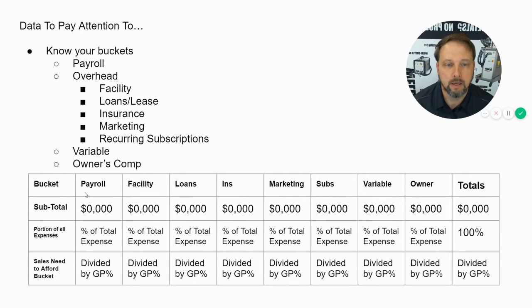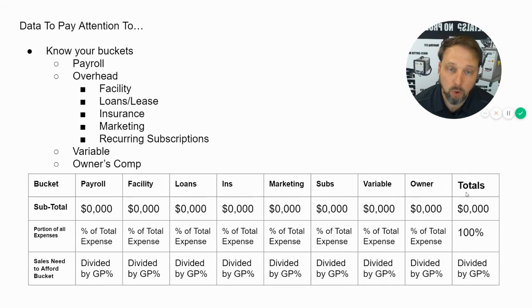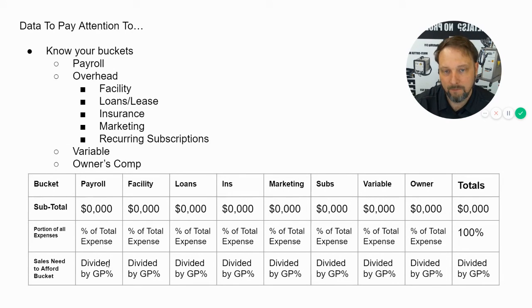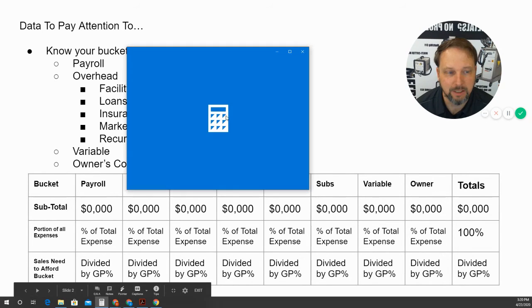If I break this into a spreadsheet, this is what it's going to look like. I'm going to put my buckets across the top, and then I'm going to total up everything related to that bucket, cash flow wise, on a monthly basis is the way I'll do this. Then I want to know what portion of this bucket is to my overall total expenses. And so I'm going to figure out that percentage in this column right here. And then finally, and this to me is the most valuable part of this exercise, is I want to know what the impact of this bucket is in terms of sales. In other words, how much do I have to sell to justify this bucket?